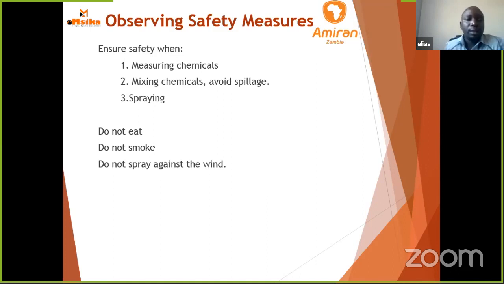Then things that we need to observe when mixing the chemicals and when spraying: we need to avoid eating. No eating during spraying, no eating during mixing of chemicals as well. Then we should also avoid smoking. Then we should not spray against the wind direction.